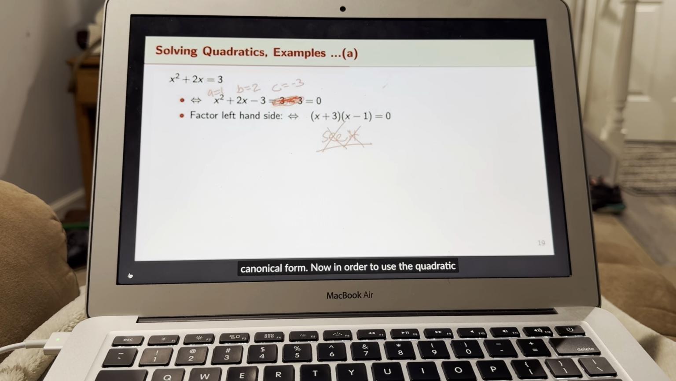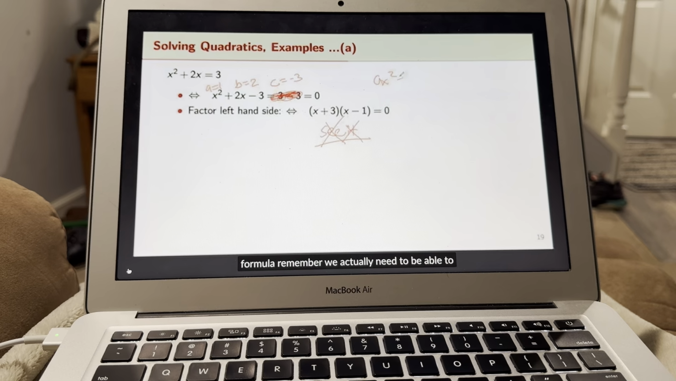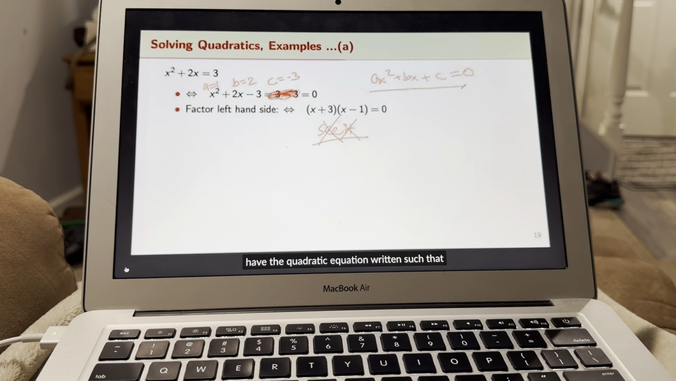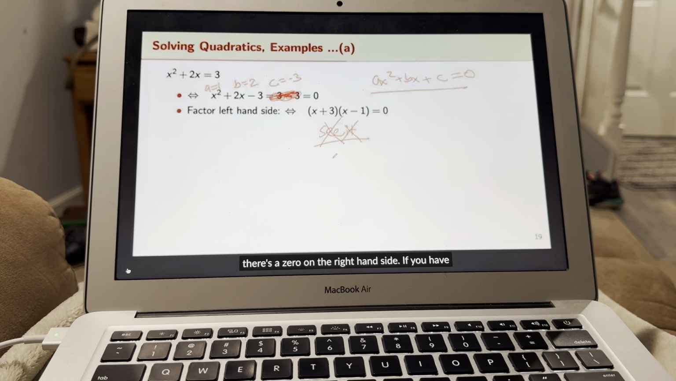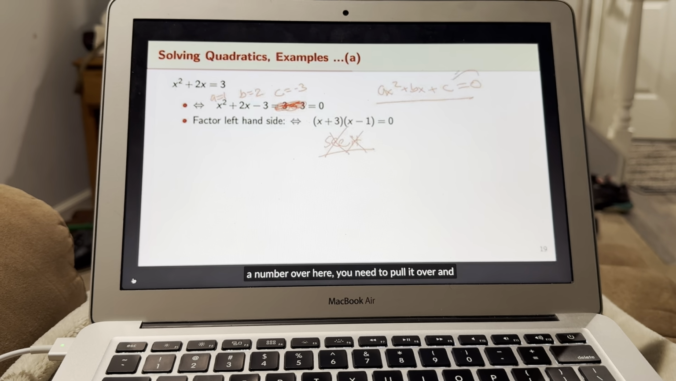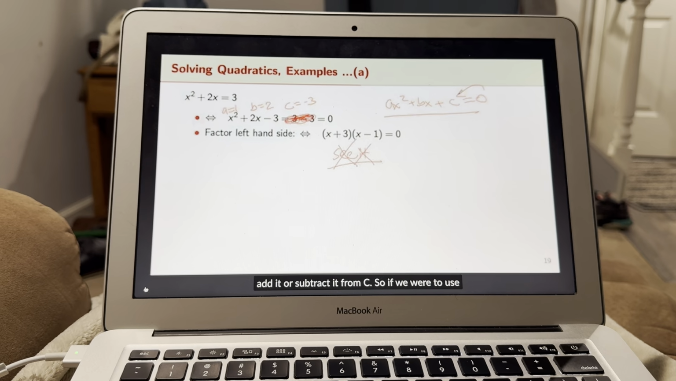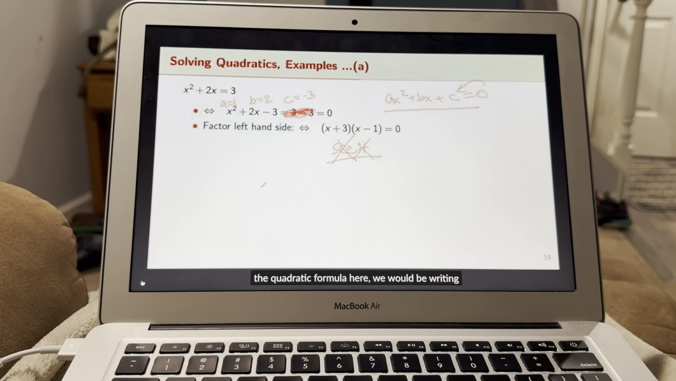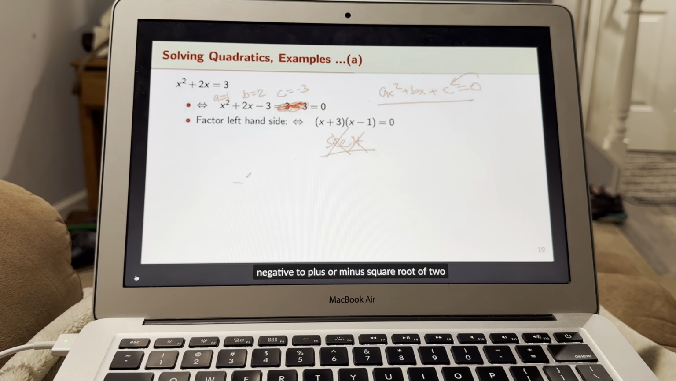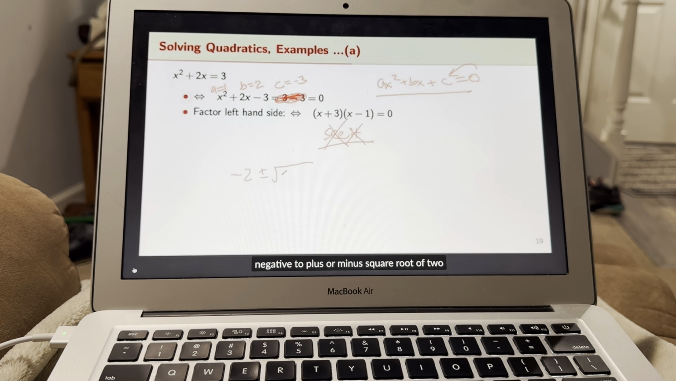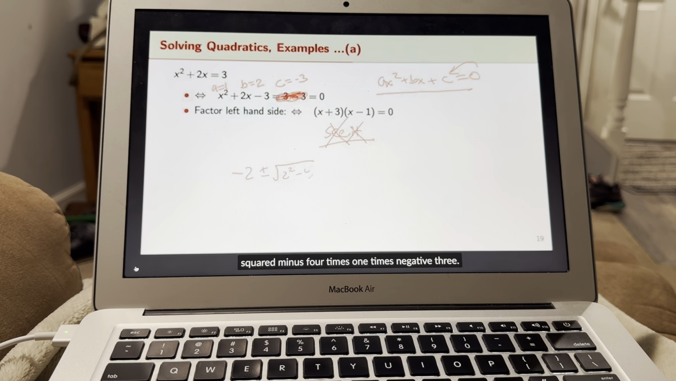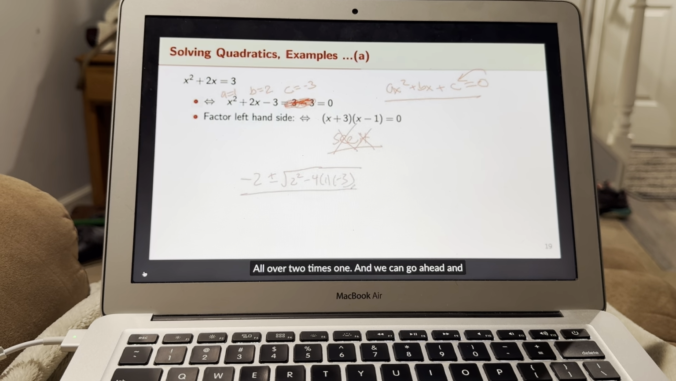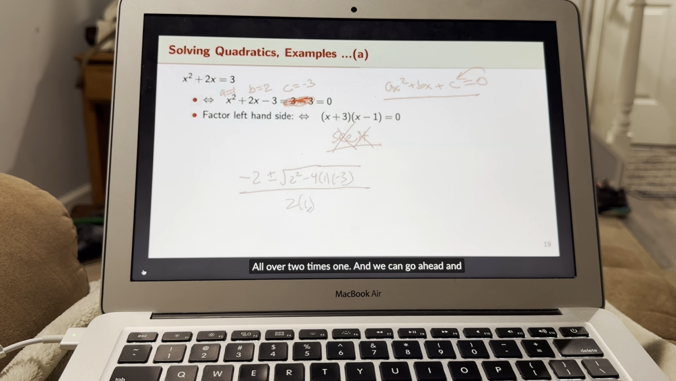Now, in order to use the quadratic formula, remember, we need the quadratic equation written such that there's a 0 on the right-hand side. If you have a number over here, you need to pull it over and add it or subtract it from c. So if we were to use the quadratic formula here, we would be writing negative 2 plus or minus the square root of 2 squared minus 4 times 1 times negative 3, all over 2 times 1.